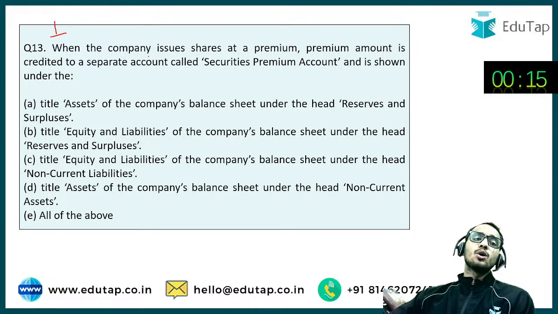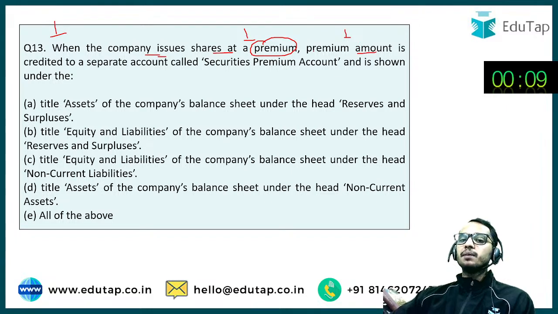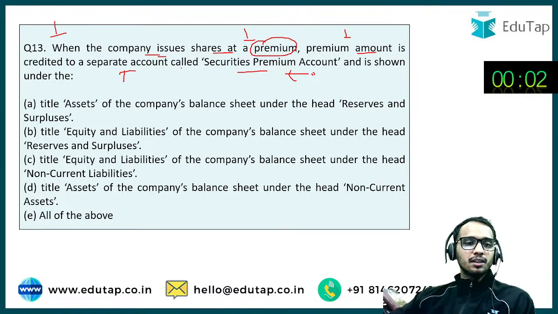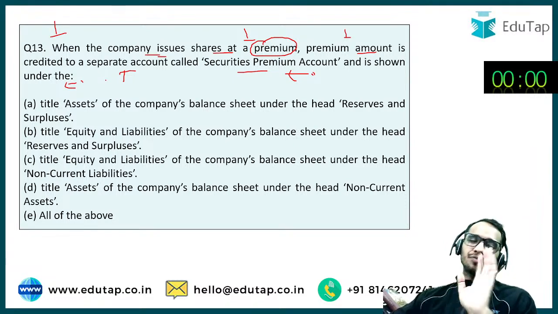It says, when the company issues shares at a premium, the premium is credited to a separate account called security premium account, that we all know. The question is asking, it is shown under what? Very, very easy question. If you know the face of the balance sheet, you already know where you are going to include this security premium account.